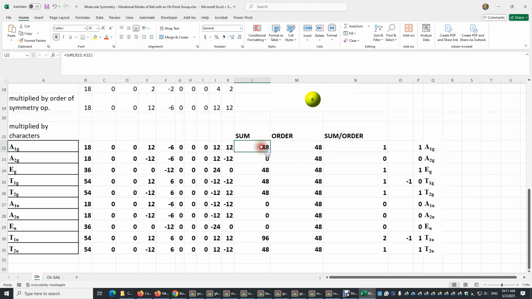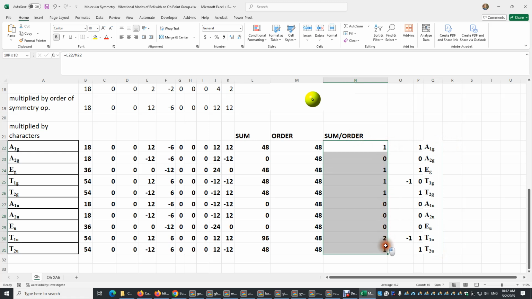We sum up these numbers for each row here. For each row, 48 over here is for the E sub G irreducible representation. 96 is for the T1U irreducible representation. We have those sums, 10 of those for the 10 irreducible representations. Now divide by the order of the octahedral point group, which is 48. We get some integers. These numbers have to be integers. Those are the number of motions that belong to the corresponding irreducible representations.